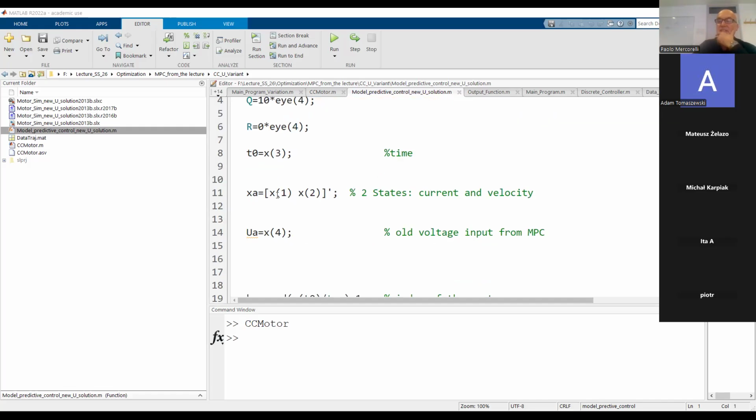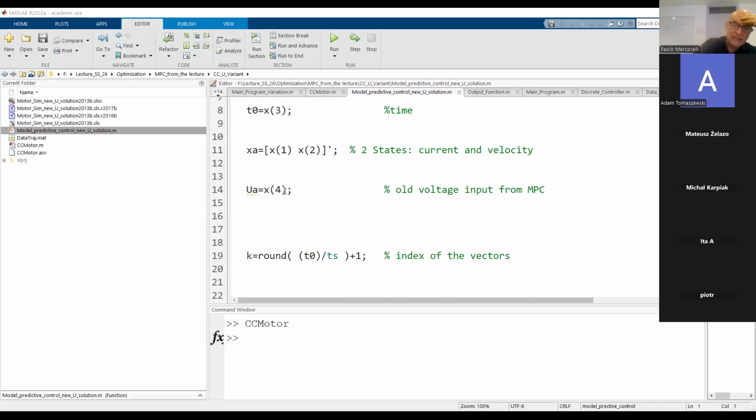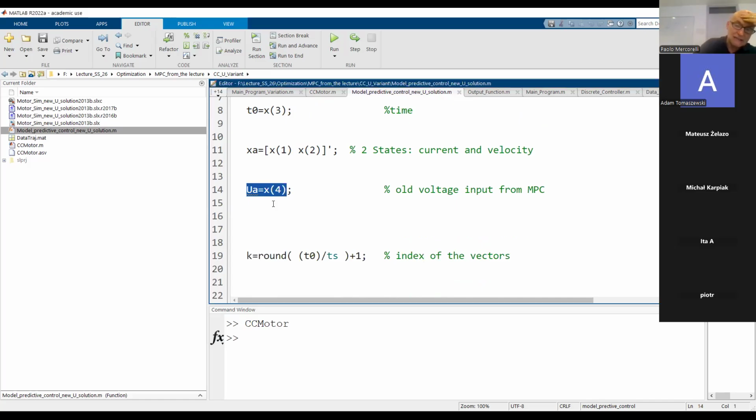x_A has the two states, current and velocity. I will also keep the old state. We will see why the old. This I don't use. This is the fourth element of the max. Here are the first and the second element of the max. I don't know if you remember in Simulink, the first two elements were current and velocity. If you want, I can come back.